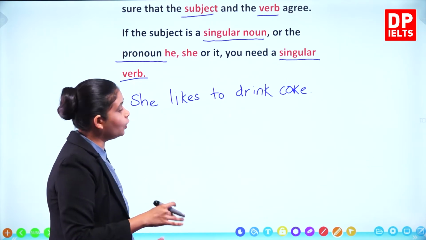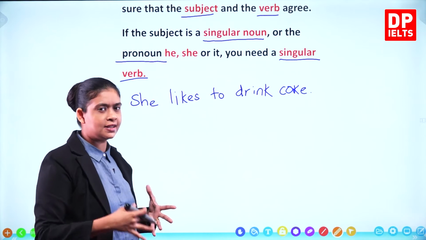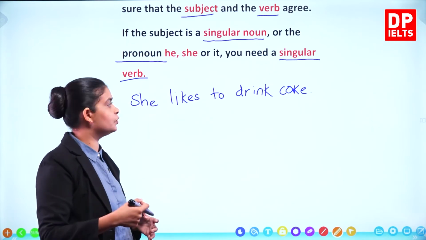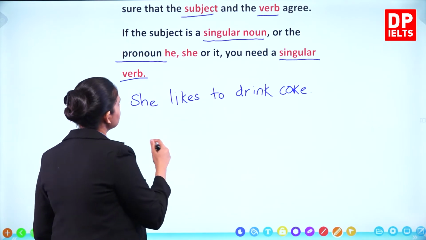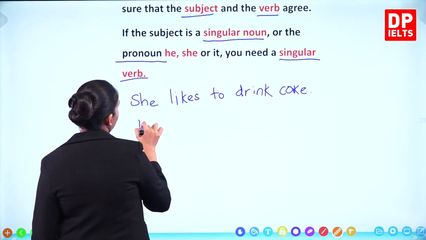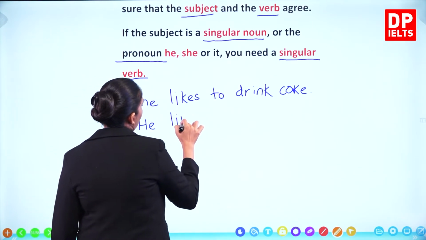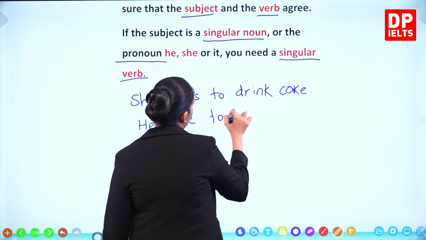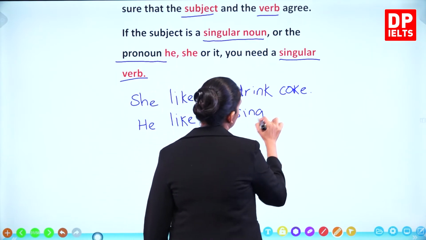Right? Now that you have done some of the tenses, you know how to use it. Next, you can say he likes to sing songs.